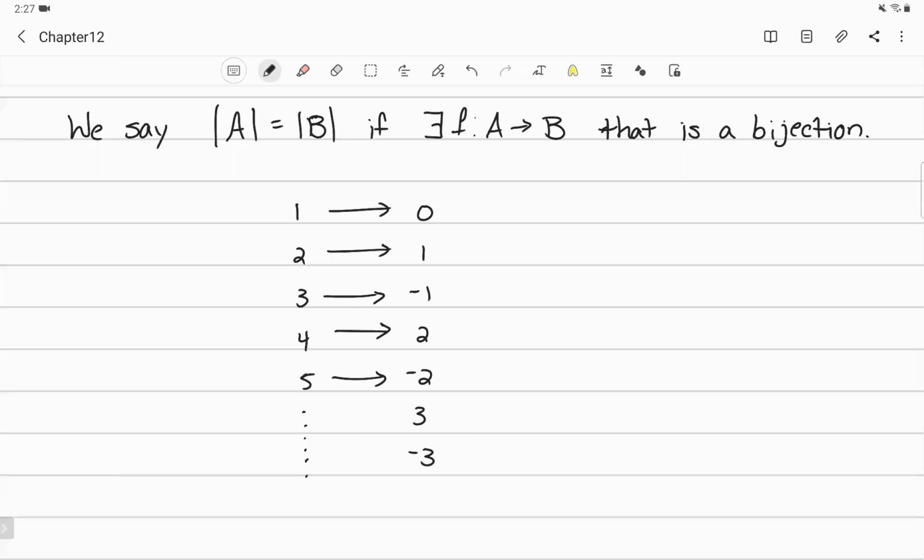It looks like it'll be at 2,000,000. We'll output 1,000,000, right? And 2,000,001 will output -1,000,000. So yeah, this is 1-to-1 and onto. We have a bijection from the natural numbers to the integers. So these are the same.